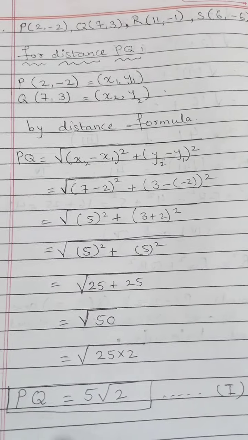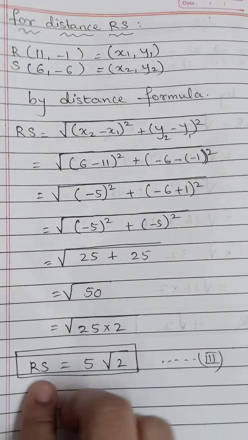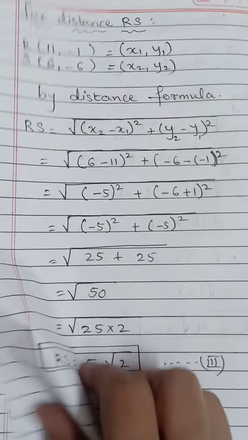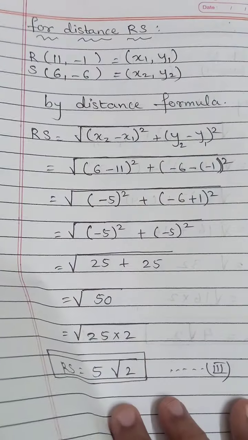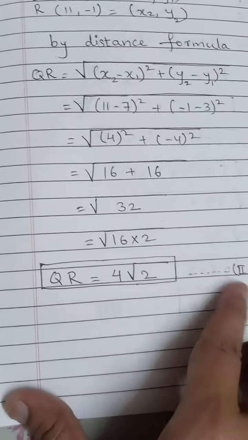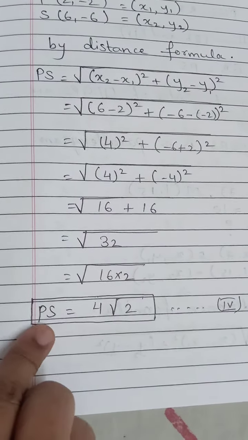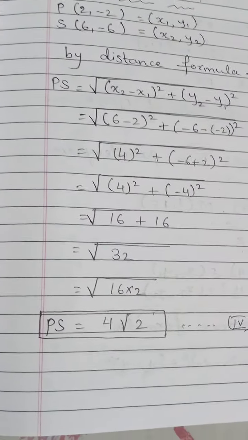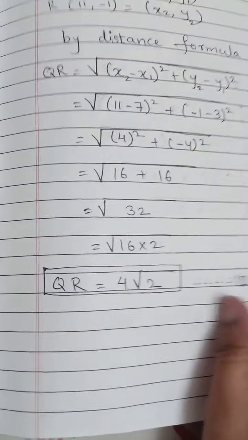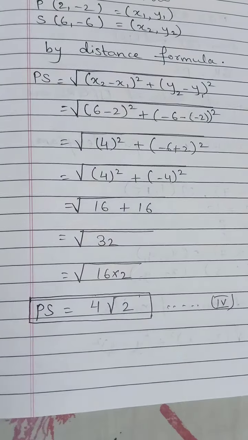Now we will see all the values. In equation number 1, PQ we have got 5 root 2. In equation number 3, RS we have got 5 root 2. That means from equations 1 and 3 we can say that PQ will be equal to RS. Similarly, in equation number 2, we have got QR is 4 root 2, and in equation number 4, we have got PS is 4 root 2. That means from equations 2 and 4, we can say that QR will be equal to PS.